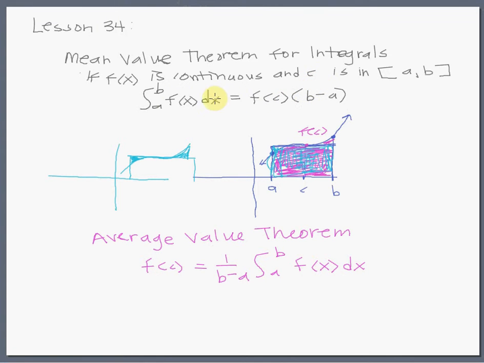So if you think of it this way, remember this was the height of the rectangle and this is the width of the rectangle. So then all you'd have to do is divide by this number over here, and that's what this is, to solve for f of c. So finding that average value is usually what you'll be asked on the calculus test, is to say, find the average value of f of x on the interval from a to b. So let's try an example of using that average value theorem.